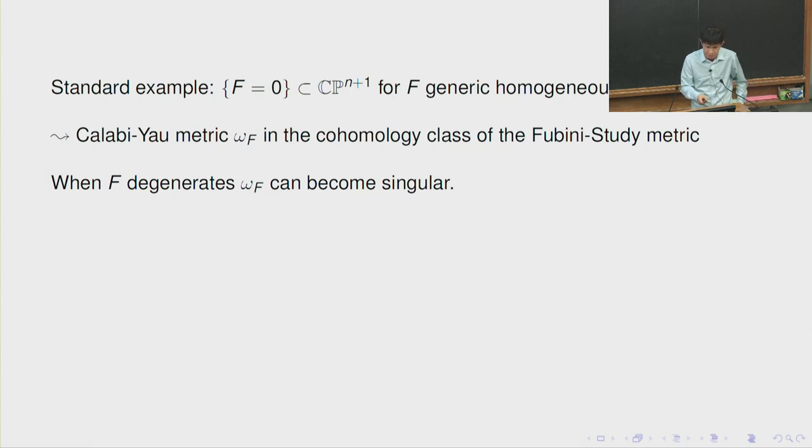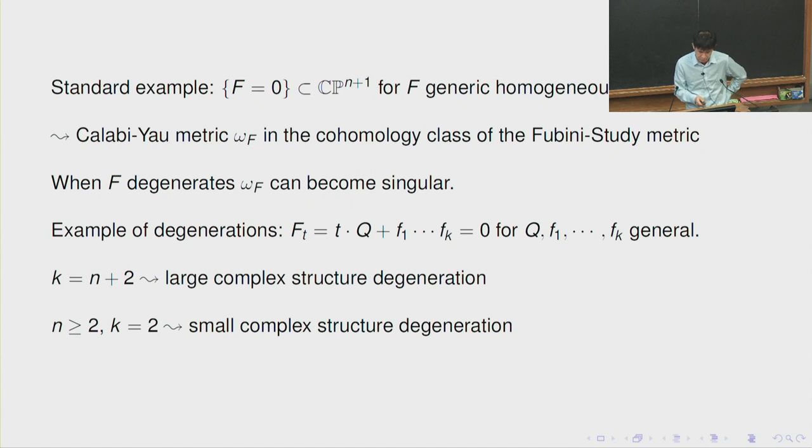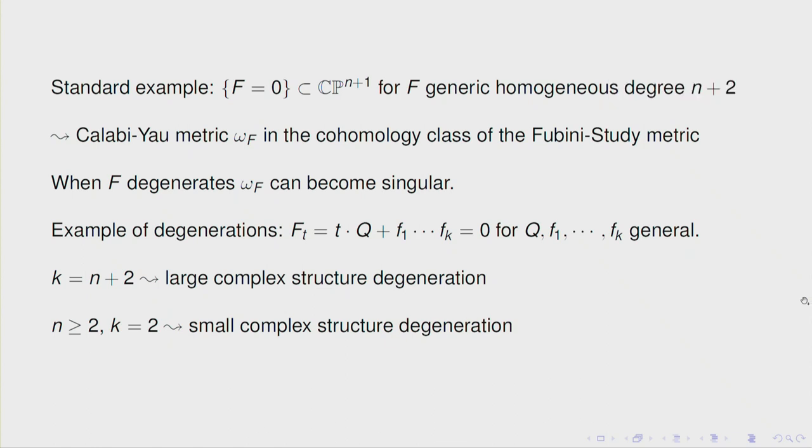The standard example is a hypersurface in complex projective space. You're given omega, then you're given f, and you get omega f. When you vary f, you vary omega f. So when you vary f, you're really changing the complex structure, changing the holomorphic form, so little omega also changes. When f degenerates and becomes singular, little omega f can also become singular. In the example of degeneration, you can more generally split into k components. When k equals n plus 2, which is the maximum, this is called large complex structure degeneration. When k equals 2, it's the small complex structure degeneration.